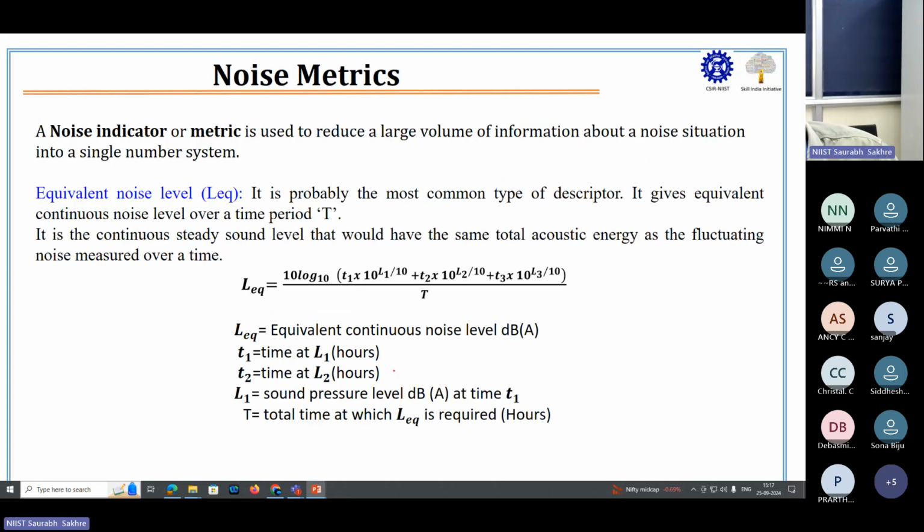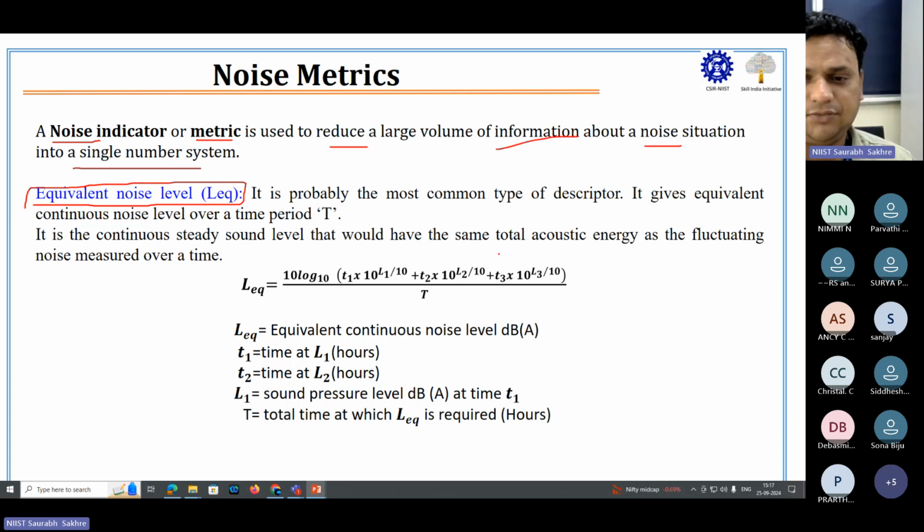Now we have to see some noise indicators which will be useful for us apart from dBA. Okay, the first one is equivalent noise level LEQ. Okay, so first we need to understand what the indicator means. A noise indicator or metric is used to reduce a large volume of information about a noise situation into a single number. Let's say you have a lot of noise pollution areas where you are measuring noise, but you have to report a single value. You cannot report simply the average because noise moves in logarithmic fashion. I already told you it is in logarithmic fashion.